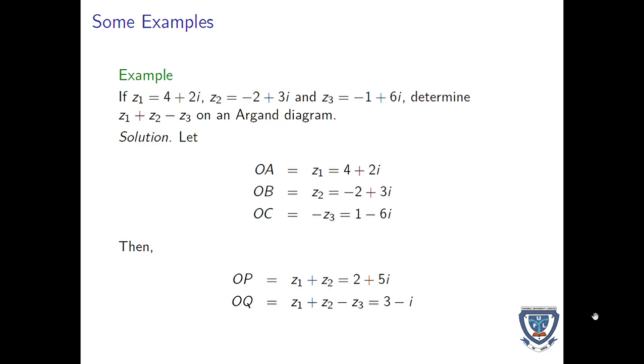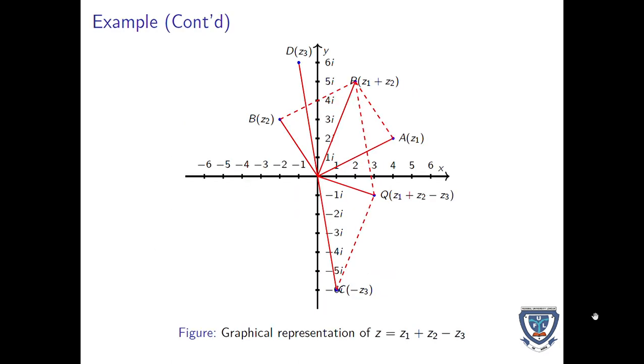Now let's represent it on the Argand diagram. This is how it will look. Summing z1 plus z2 minus z3, if you apply your parallelogram law properly, you will discover that our solution will be OQ. That is where we have z1 plus z2 minus z3.